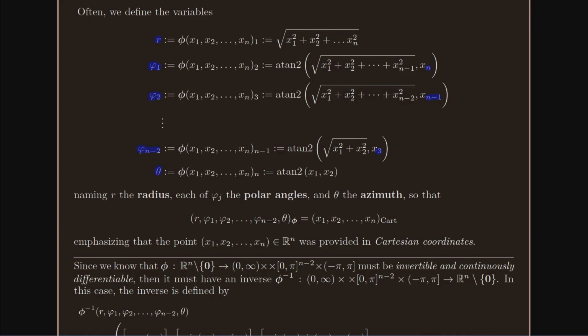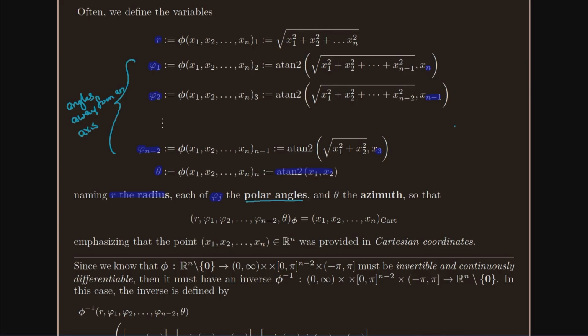But this final angle, we give a new name. That one's the angle theta, and that's the one that's within the x1, x2 axis. And so we of course call r the radius. We call each of the phis, right? Each of these special angles away from an axis, we call those the polar angles.